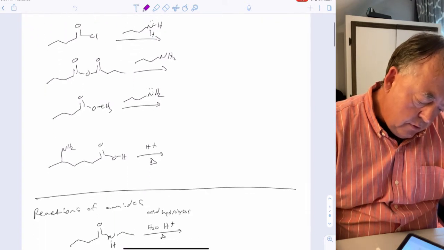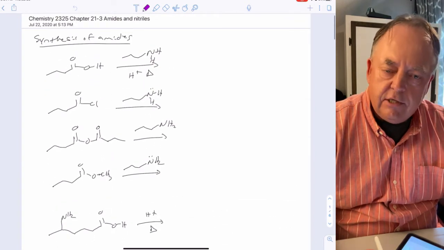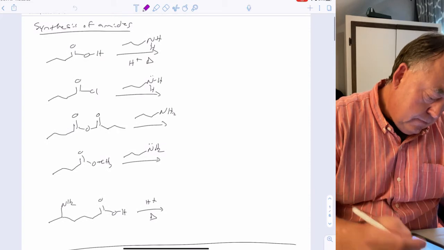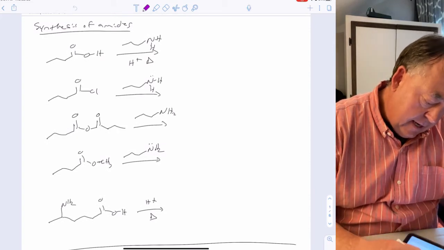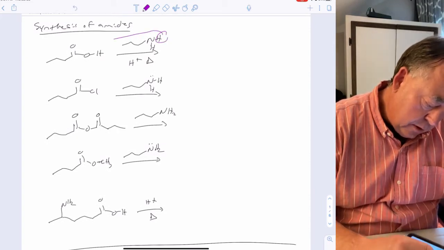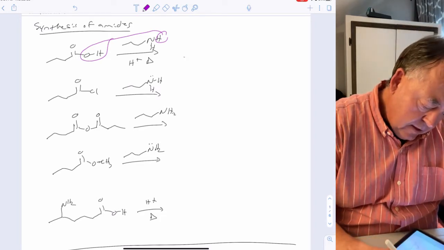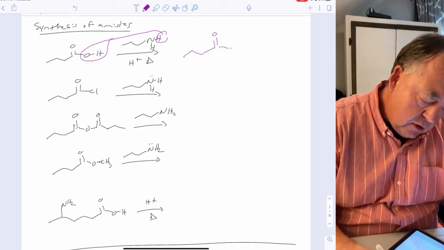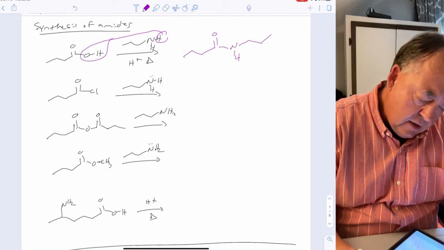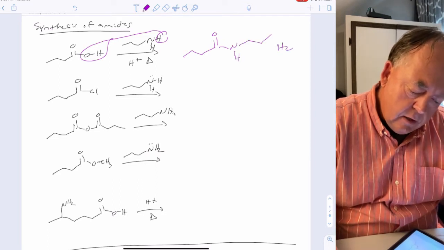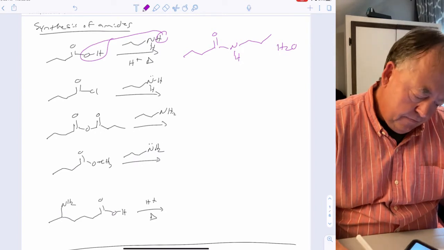So no new reactions. We looked at all of these reactions in previous lectures. So if you take a carboxylic acid and an amine, similar to a Fischer esterification, right? You can lose a molecule of water. Again, that's not the mechanism, it's just a way to think about predicting the product. So you make an amide and water.